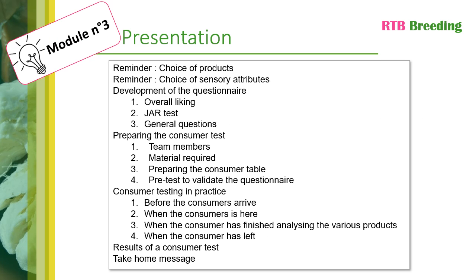In this third module, I'm going to start by giving you two reminders of the previous modules. The first on the choice of products to be studied, and the second on the choice of sensory attributes. I will then explain how to develop the hedonic test questionnaire, then talk about the preparation of the test beforehand, then the practical organization of the test when it's carried out, and finally, I will briefly explain how to enter the results so that they can be processed later.